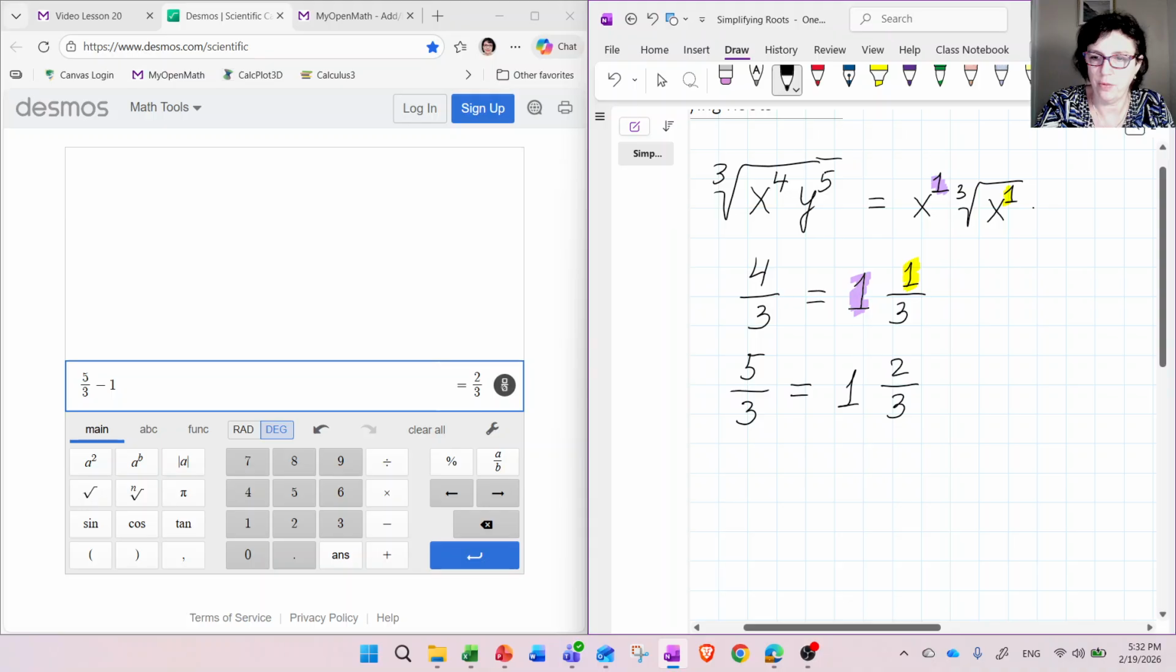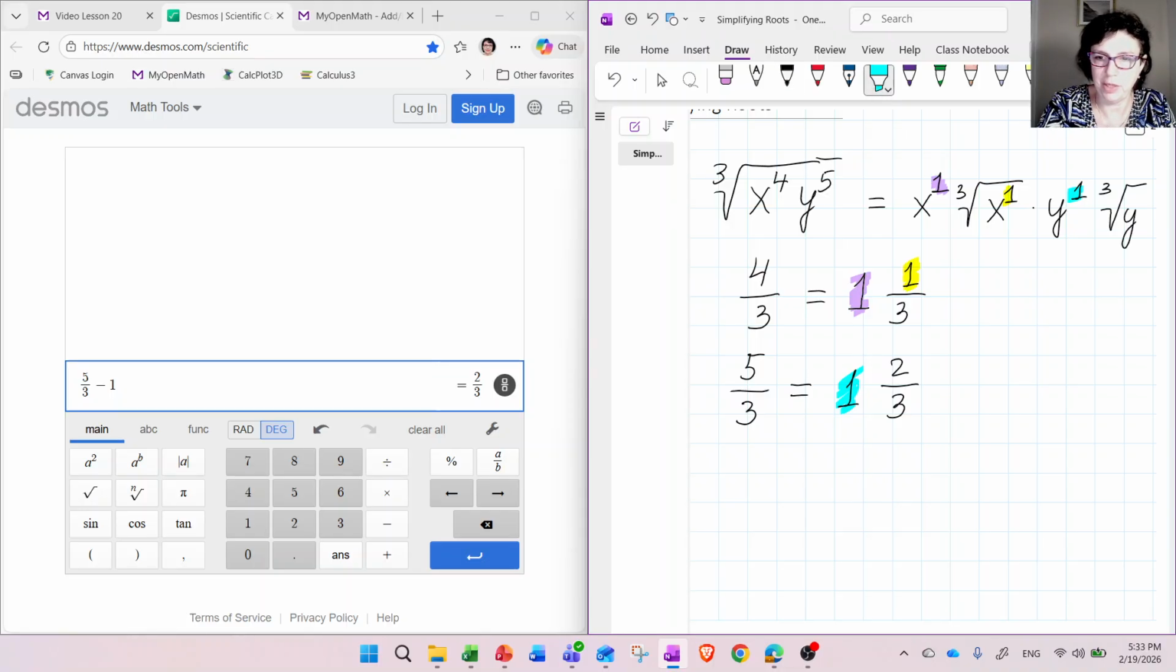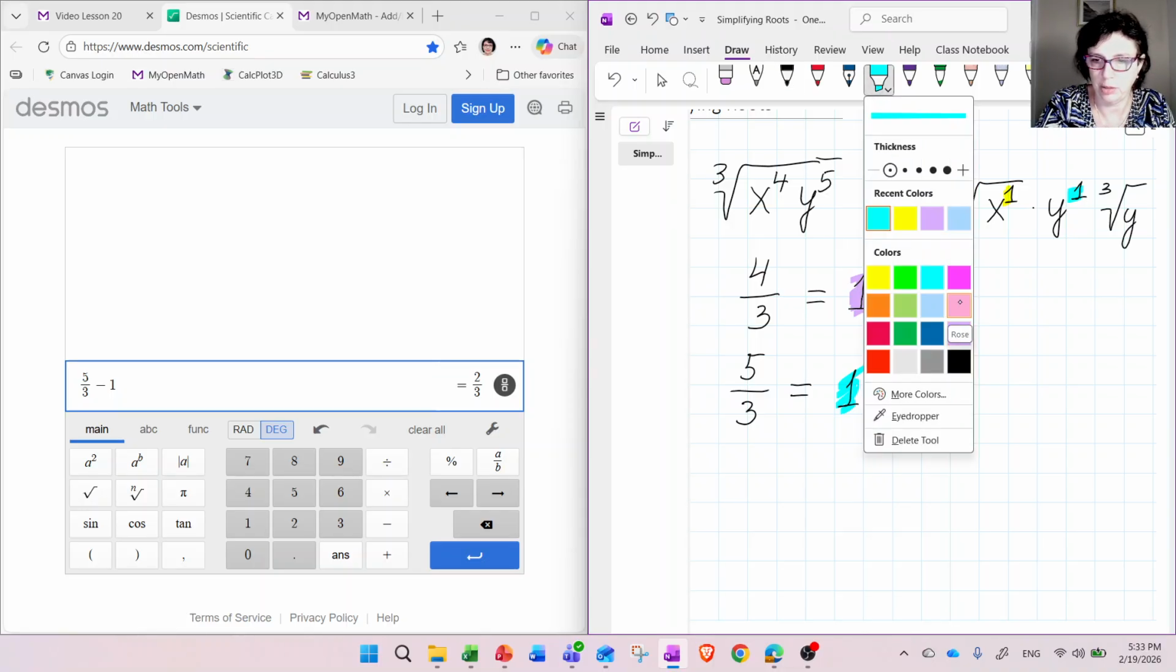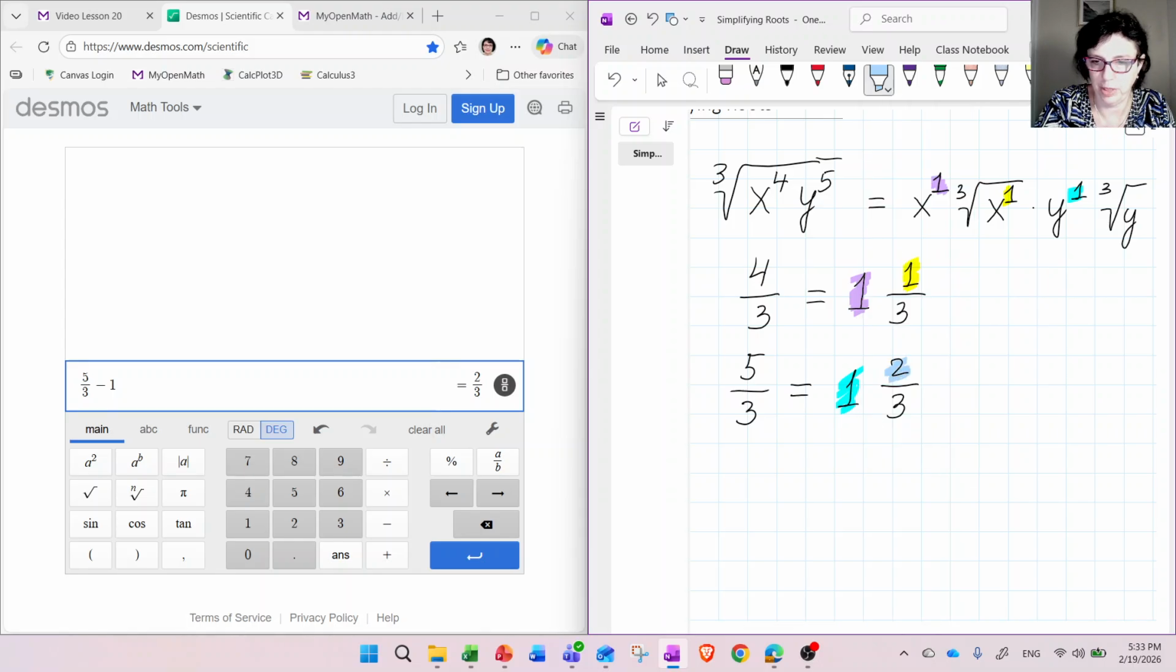So now we're going to have y to what power? Well, the power would be this one right here, that goes in here. So that's going to be y to the power 1. Then we're going to get the cube root of y to what power? Well, whatever is in the numerator. So this part will be over here.